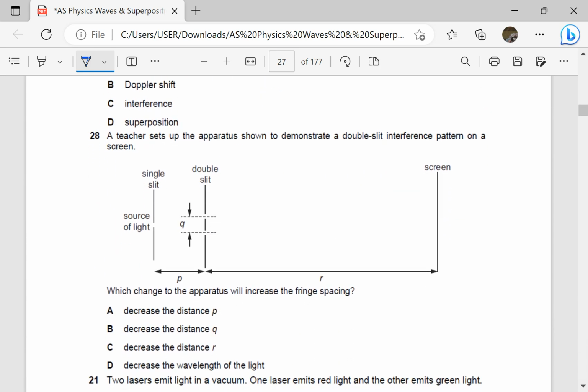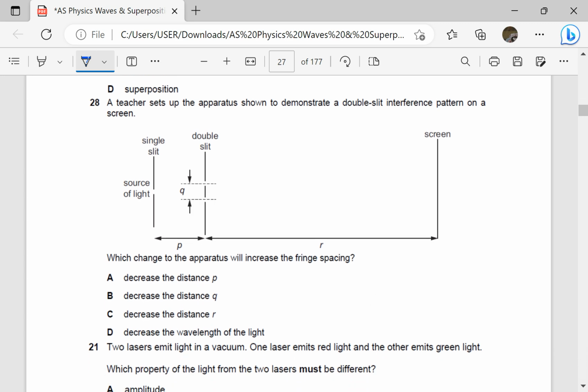A teacher sets up the apparatus shown to demonstrate a double slit interference pattern on the screen. Which change to the apparatus will increase the fringe spacing? Remember, fringe spacing is x. So since it is a double slit, lambda is equal to ax divided by D. D is represented as r, and the distance a is represented as q. So lambda is equal to q times the fringe spacing, where there is D, I'm putting r.